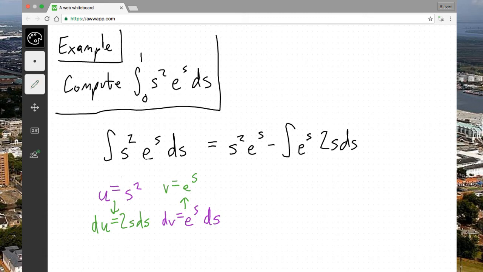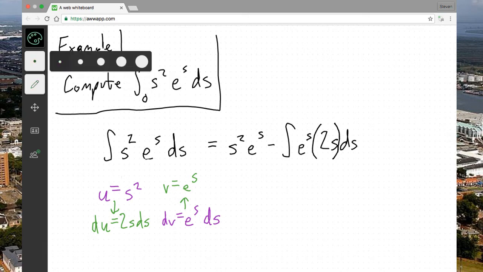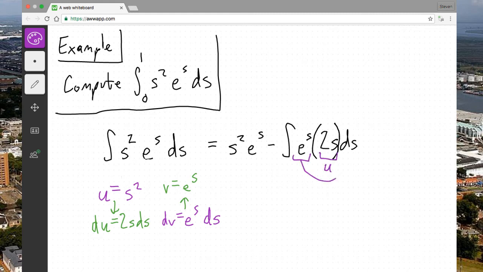Now, notice that we do not have a nice integral that we can just anti-differentiate directly. That's fine. We're going to do this one more step. We're going to identify a new u and a new dv. And in this case, I think I should just keep going. The 2s can be my u, and then the e to the s ds can stay my dv.